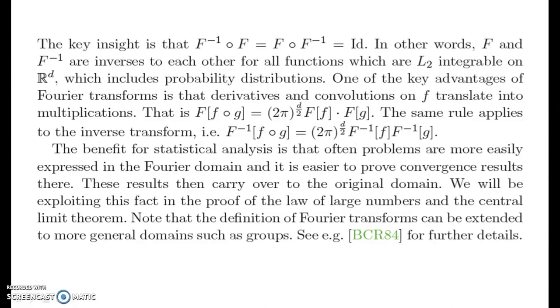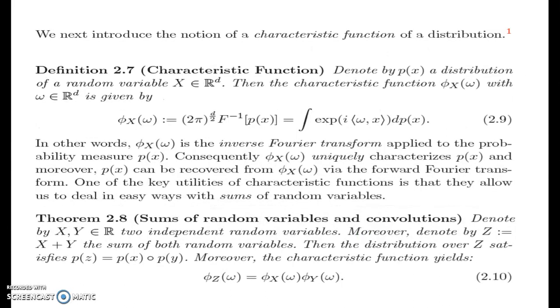The benefit for statistical analysis is that often problems are more easily expressed in the Fourier domain, and it is easier to prove convergence results there. So these results then carry over to the original domain. We will be exploiting this fact in the proof of the law of large numbers and the central limit theorem. Note that the definition of Fourier transforms can be extended to more general domains such as groups, and we'll discuss that in further detail.